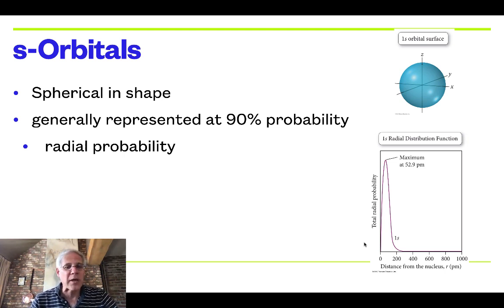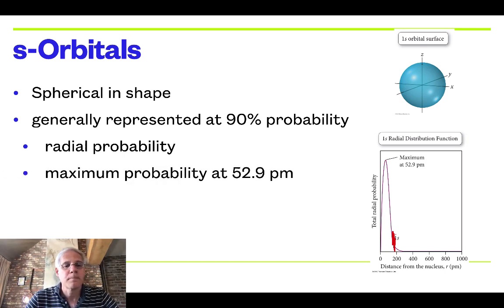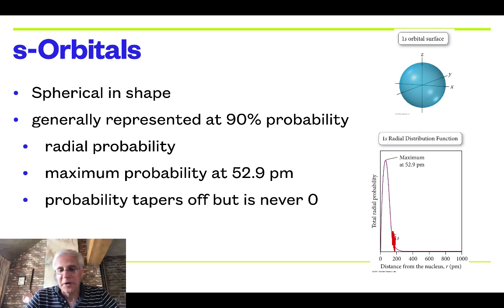And so that's why we have to put that 90% probability in there, to set where we want the end of that orbital to be. So a 90% probability, I'm just guessing here, probably hits right around there, and then the other 10% is everything after that. So again, we see that maximum probability at 52.9 picometers. And like I just mentioned as well, that probability tapers off, but never actually reaches 0 because of that exponential in the wave function.